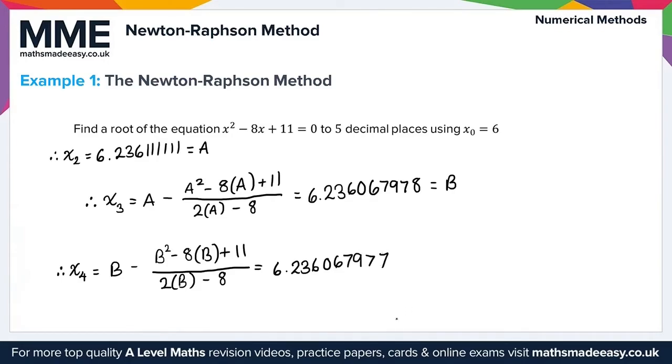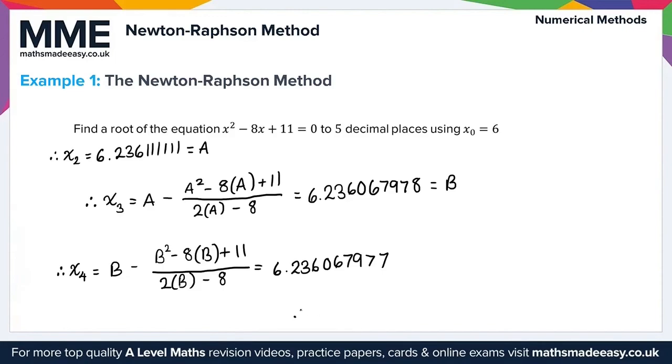6.2336067977. Now if we compare our value for x4 to the value for x3, we notice we have found a root to the equation, this quadratic, to 5 decimal places. Checking this to 5 decimal places, that's 1, 2, 3, 4, 5. Taking a look at the digit next, that's the 7, that means we need to round up.